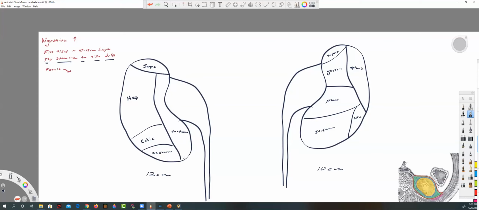So we always take our measurements and see if they're within normal range, first of all, and second of all, any kind of major difference in the size is definitely notable.